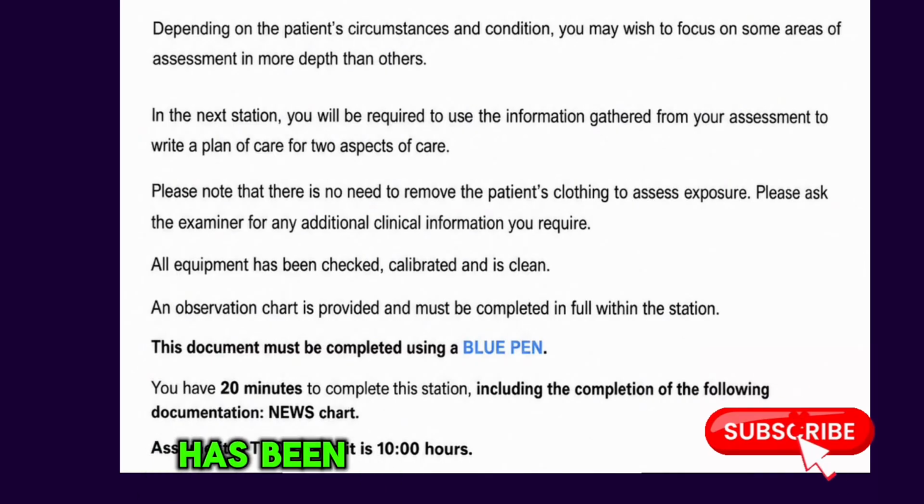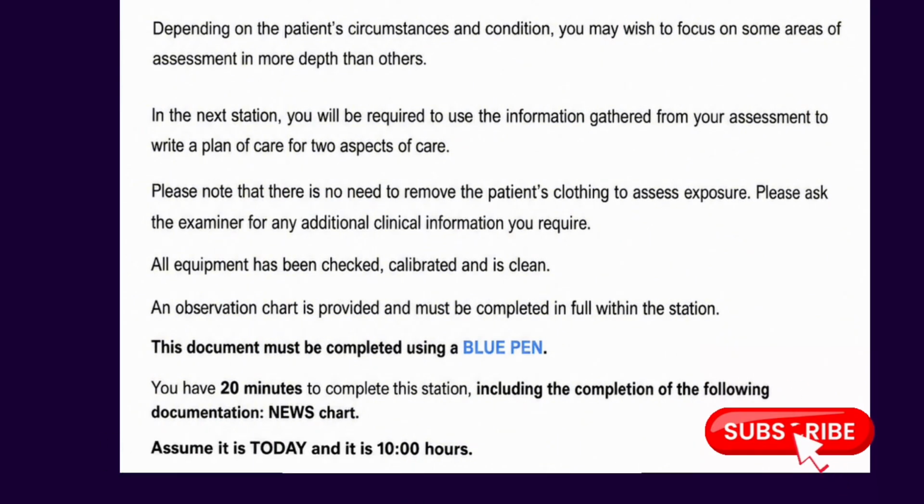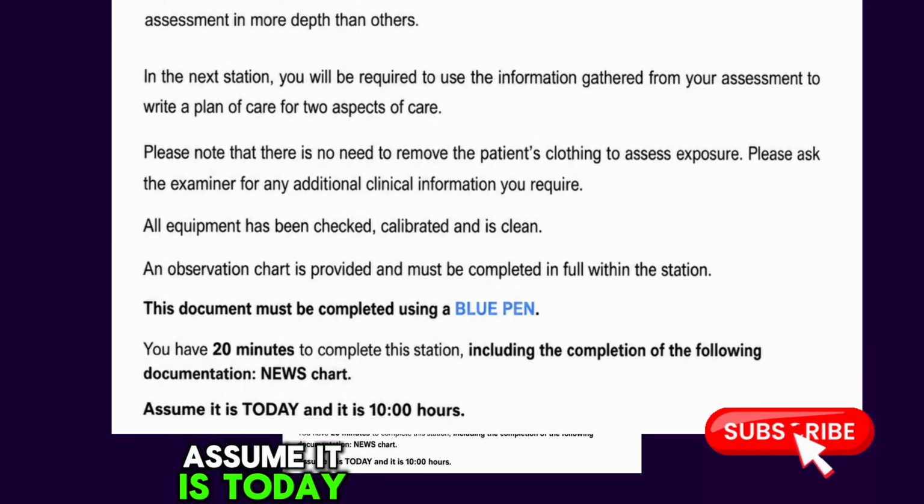All equipment has been checked, calibrated, and is clean. An observation chart is provided and must be completed in full within the station. This document must be completed using a blue pen. You have 20 minutes to complete the station, including the completion of the following documentation: NEWS chart. Assume it is today and it is 10 hours.